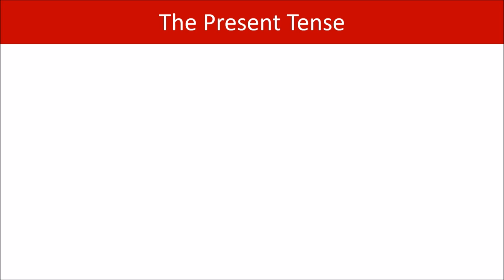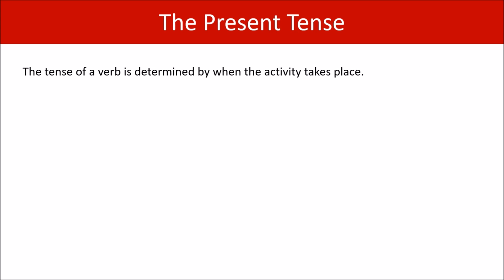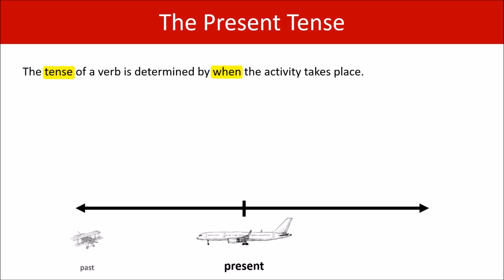In this video, we're going to discuss the present tense in English. But before we do, I just want to spend a few seconds talking about tense. The tense of a verb is determined by when the activity takes place. So tense is about when. So let's put up a quick timeline.